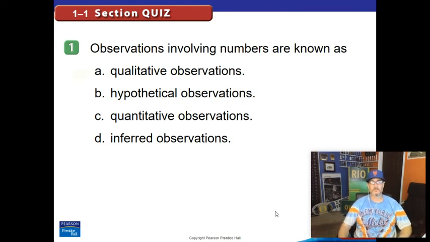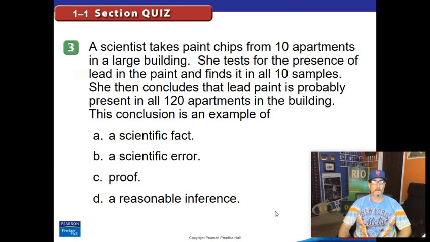Observations involving numbers are known as, so what type of observations? Wait, this was a warm-up question. Numbers, use tools, they have units, they are measured. Those are quantitative. Quant, count. Quantitative observations. Good. All right. You guys did a warm-up question very similar to this, too.